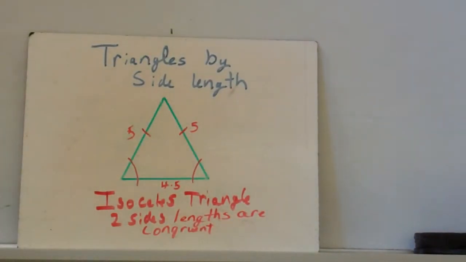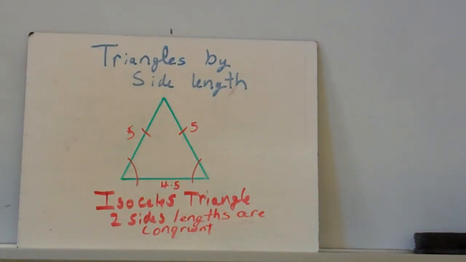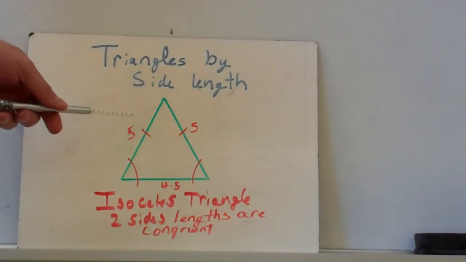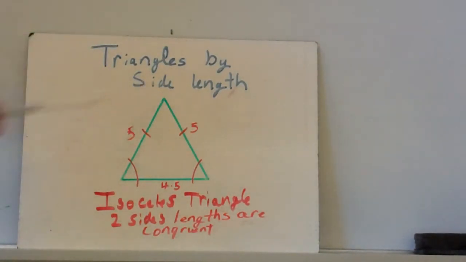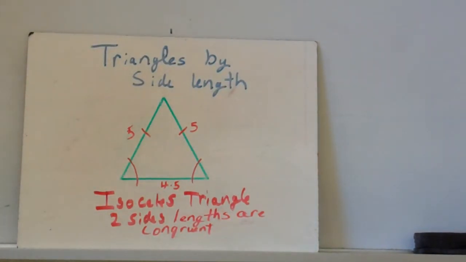Second type of triangle we can identify by side length is called an isosceles triangle. An isosceles triangle has two sides that are congruent. And here I have my isosceles triangle, two sides with a measure of 5. And then their opposite angles are congruent as well.